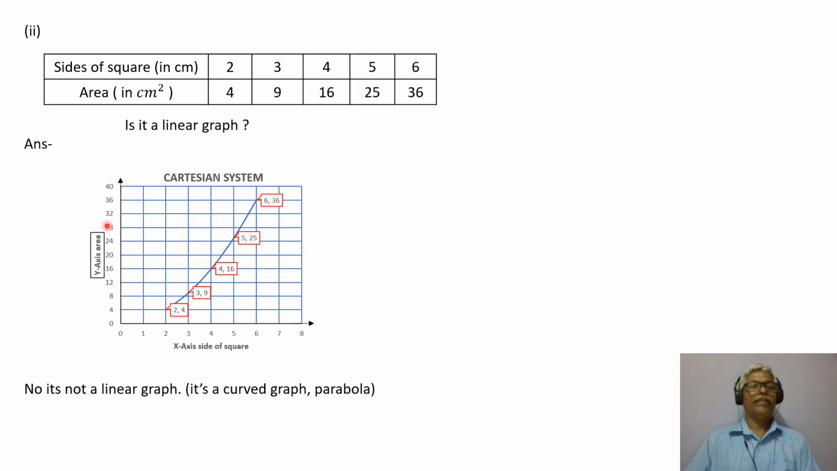See, in the last graph and this graph there is this change: we have changed the scale so that 36 is within the graph. We'll learn this as we go ahead. So now we have drawn this. If you join these points, you can see that it's not a straight line. So no, it's not a straight line; it's a curved graph, what we call a parabola. We will learn about this in higher standards. Such types of graphs are called parabolas. So we go ahead.